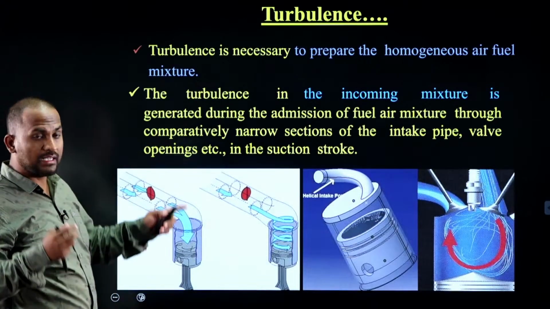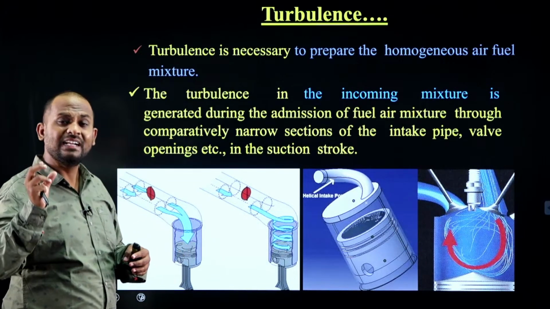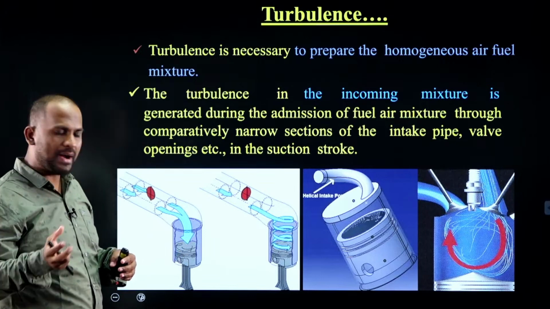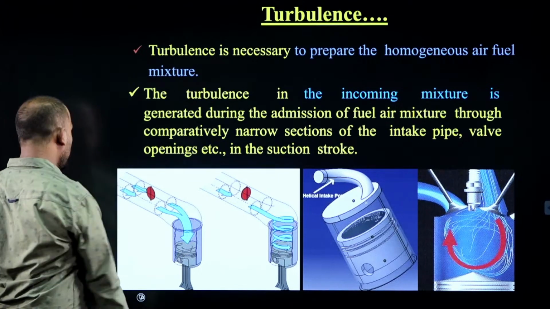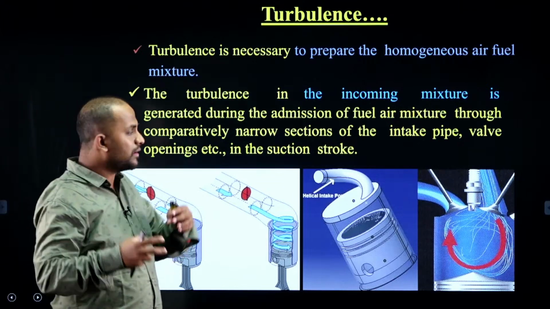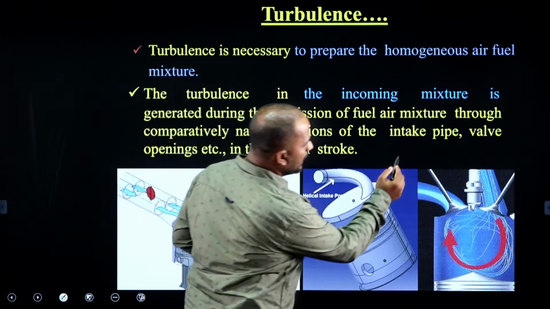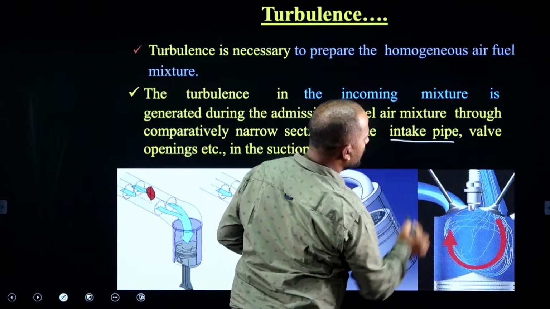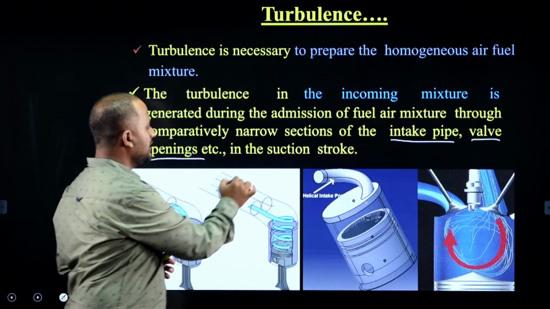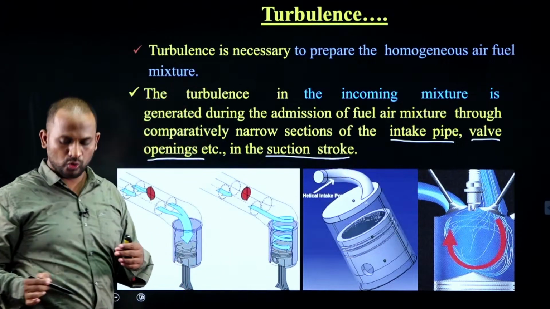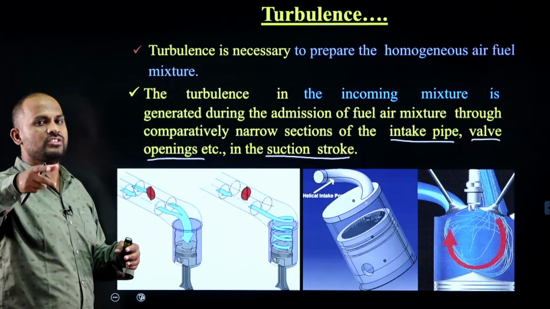Now here, how is this turbulence or the air movement created? By changing the design of some parts in the cylinder, we are able to create the air particle movement inside the cylinder. Now what are those parts? We can change the design of the inlet pipe or the valve openings. In the suction stroke, we can change the direction of the charge travel.